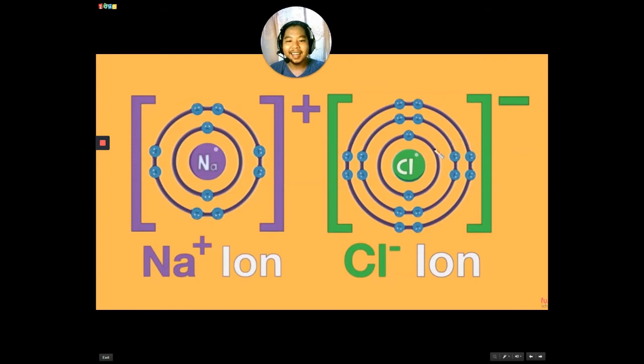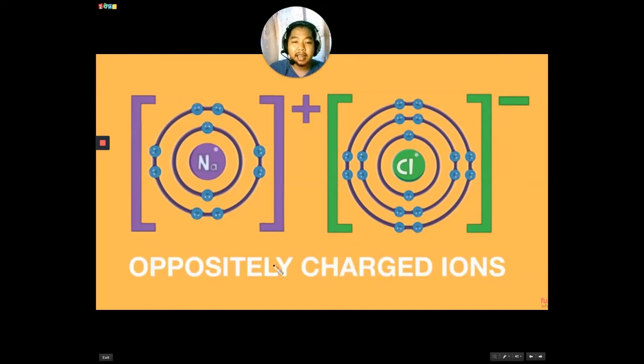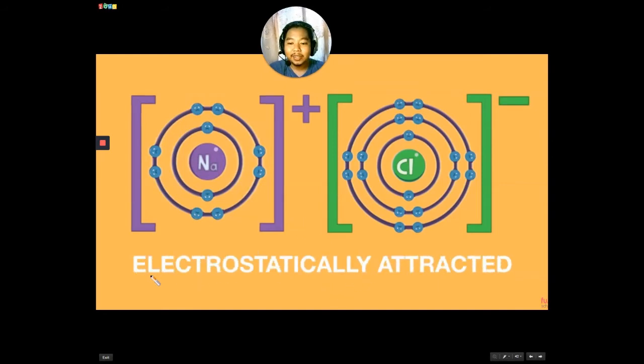Yes, they are happy. They have the noble gas configuration. 8 outermost electrons, 8 outermost electrons. But they are now charged atoms. They are now ions. And the tendency in physics for unlike charges is that they are bound to attract each other. So your Na positive and Cl negative, both oppositely charged ions, will be electrostatically attracted to each other.